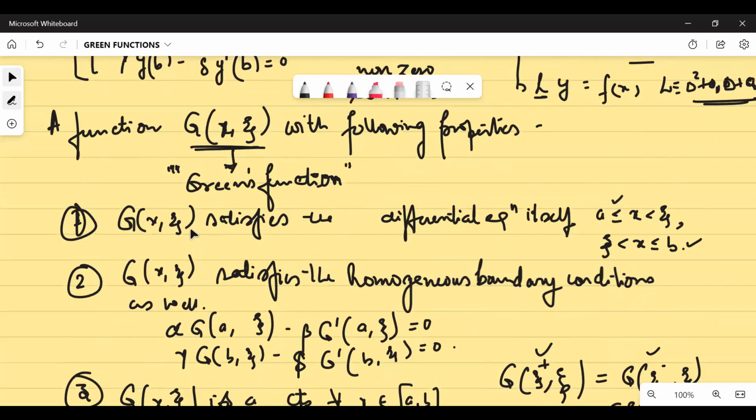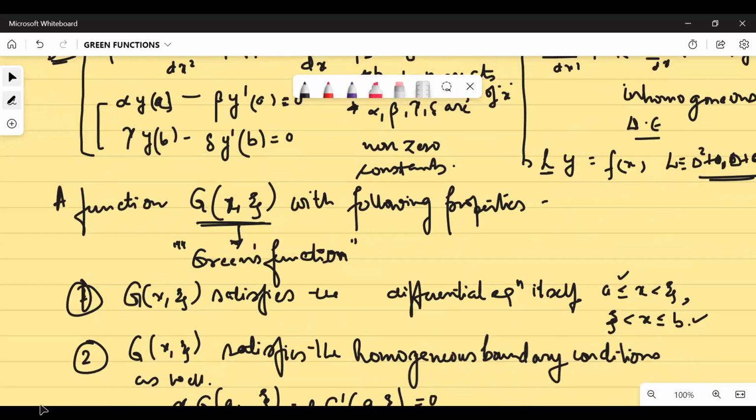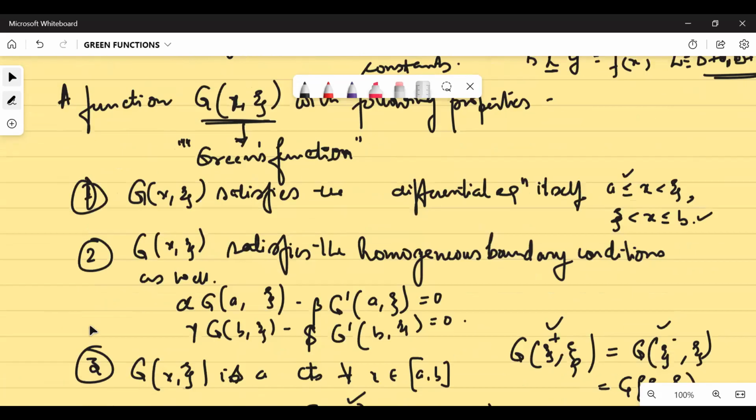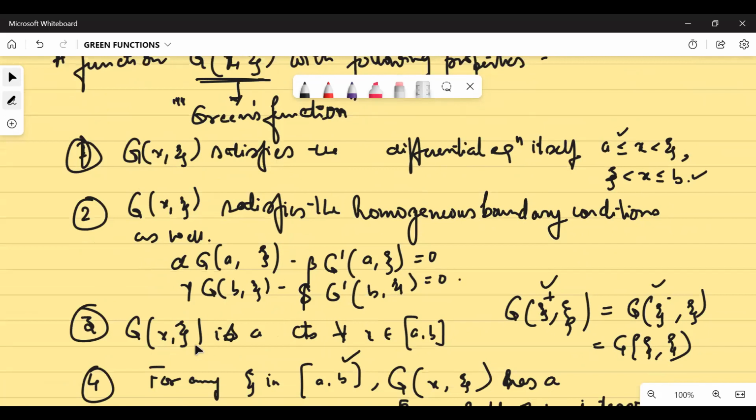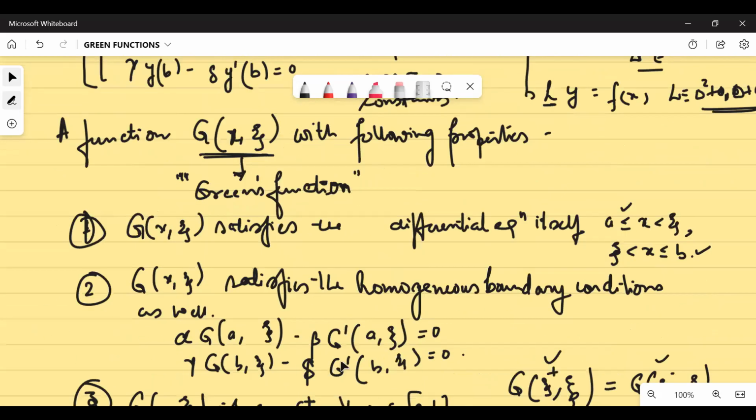The first property that Green's function satisfies is that it satisfies the original differential equation. Second, it also satisfies the boundary conditions. These boundary conditions are also satisfied by the Green's function. Third, this particular G is continuous for all x belonging to [a, b]. So for all x belonging to [a, b], this Green's function is a continuous function.